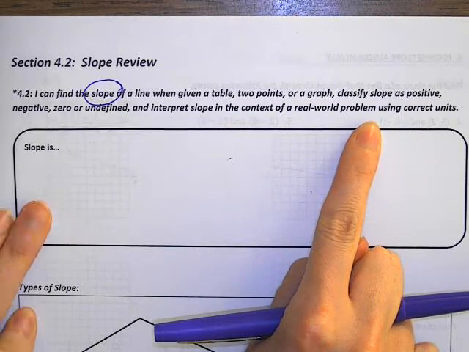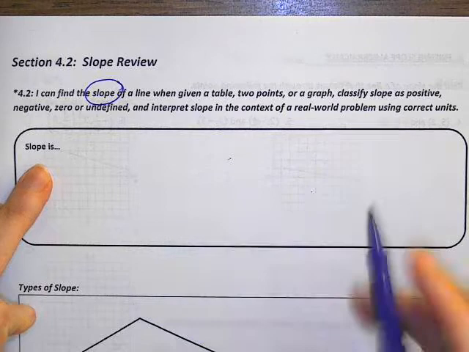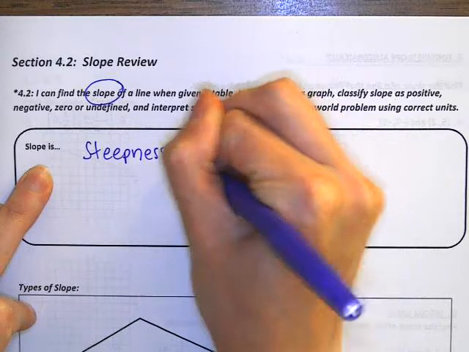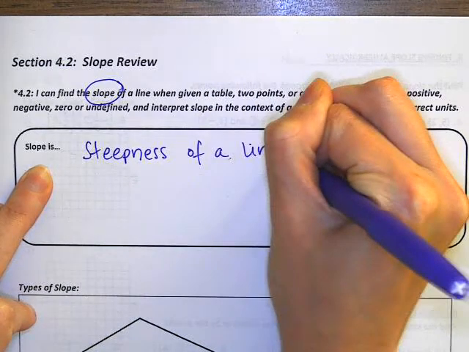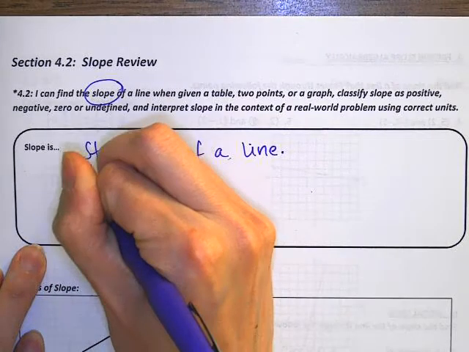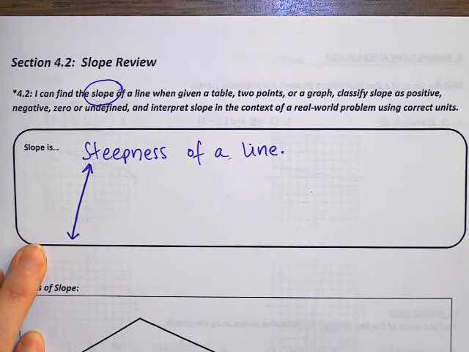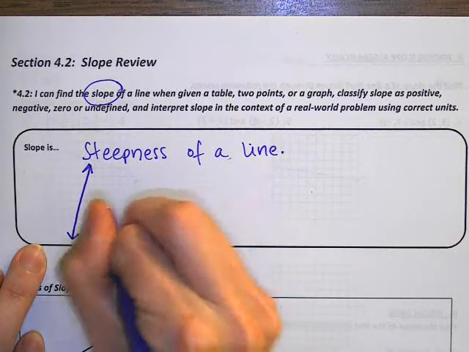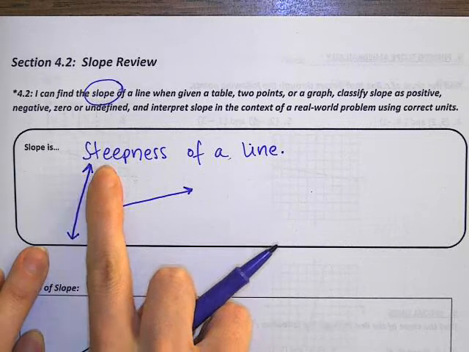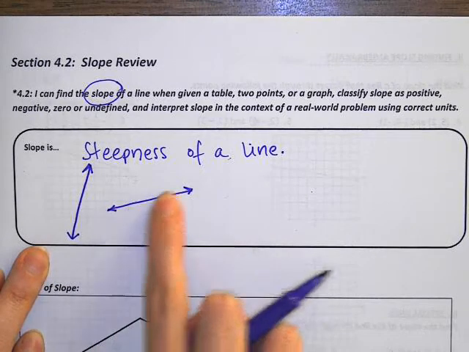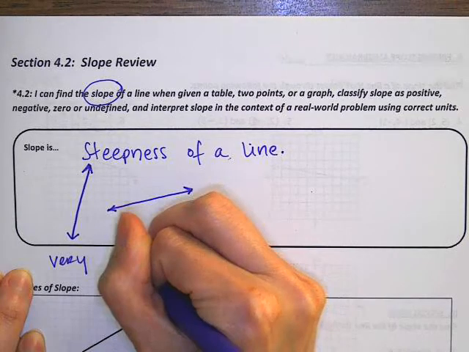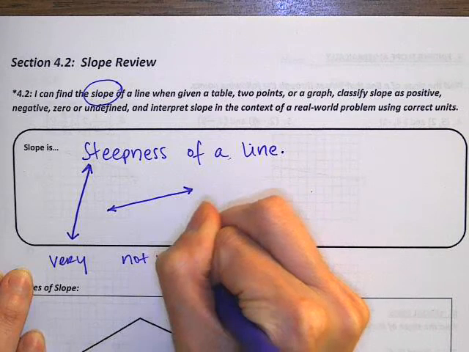Okay, so we talked a little bit about slope yesterday. Slope is really just the steepness of a line, how steep it is. So if a slope is really steep, it looks like that. If a slope isn't very steep, it looks like that. So if it goes really fast, really quickly, it's really steep. If it kind of rises slowly, it's not so steep. So this would be like very steep, and this would be not very steep.